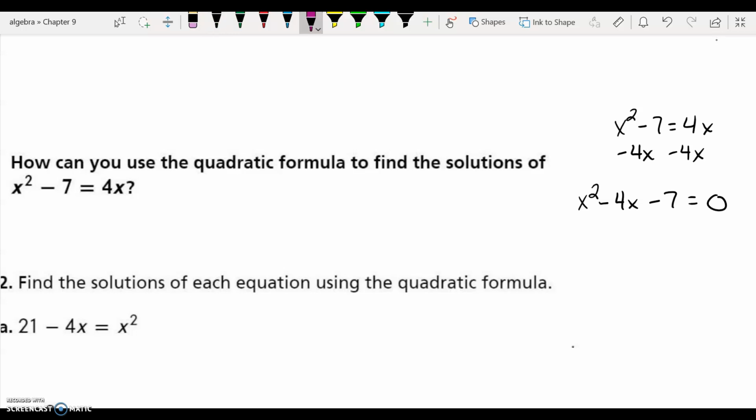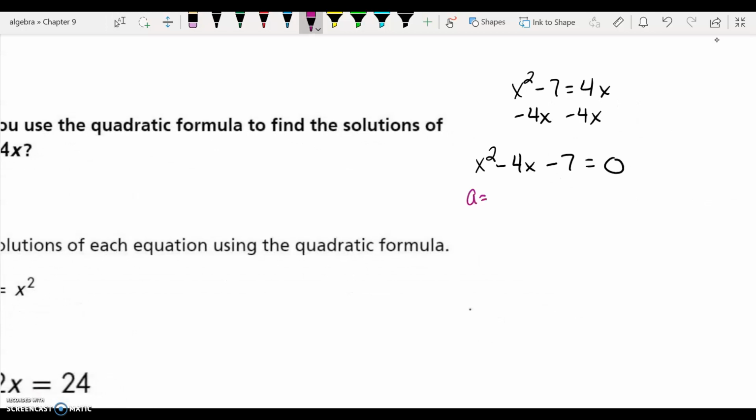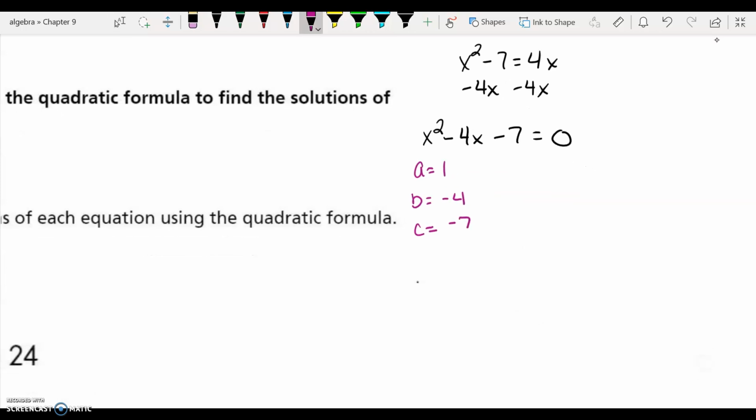So now we're thinking, oh, maybe I can factor it. I can't do the square root method. But if you try to factor it, it doesn't work. So you use the quadratic formula to solve it. My A is 1. My B is negative 4. My C is negative 7. So my answers are this.